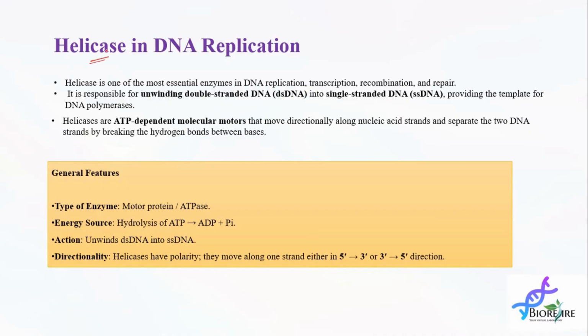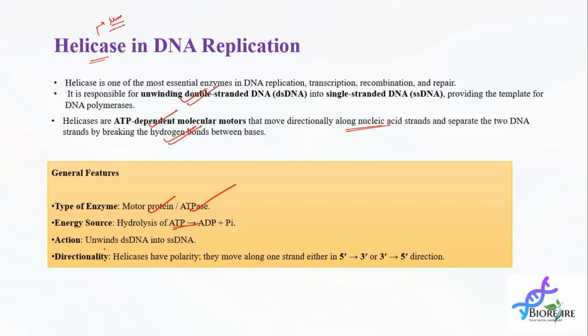This helicase is an enzyme. It is helpful to unwind the DNA. It is responsible for unwinding the DNA. Helicase is an ATP dependent molecular motor that moves directionally along the nucleic acid strand to separate the two strands while breaking the hydrogen bonds between the base pairs. If we're talking about the type of enzyme, it is a motor protein and it is a type of ATPase because it requires ATP to perform its task. The energy source is hydrolysis of ATP to ADP.